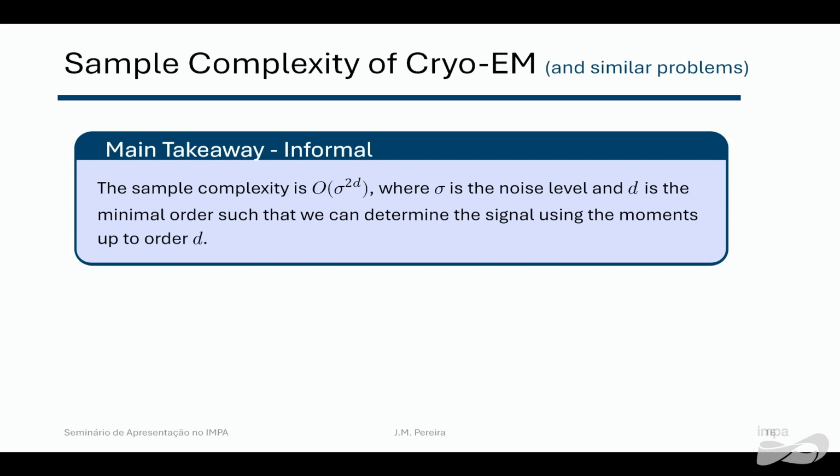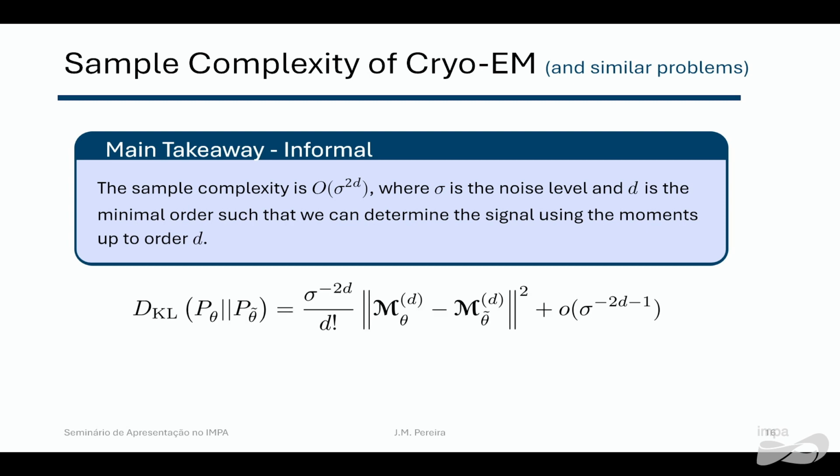And the reason why this happens, without going much further into the ideas, is that this is going to depend on something called the KL divergence. The KL divergence, think of it as some kind of distance.